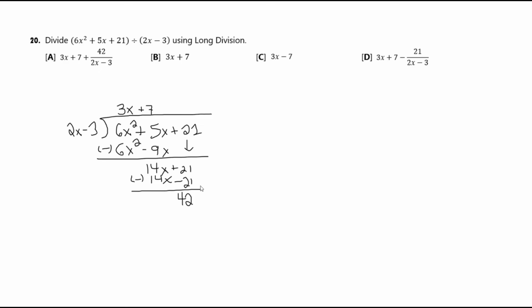Now that we've got the main part of the division, remember that if we have a remainder, we have to take that remainder and put it over the divisor, or original denominator. So we're going to put the 42 over the 2x minus 3. So our final answer is 3x plus 7 plus 42 over 2x minus 3. And that is answer choice A.